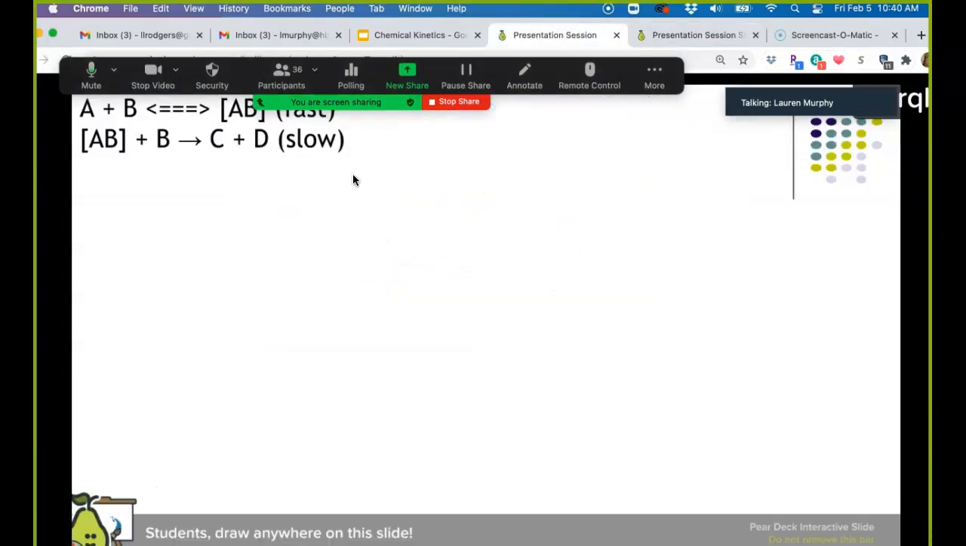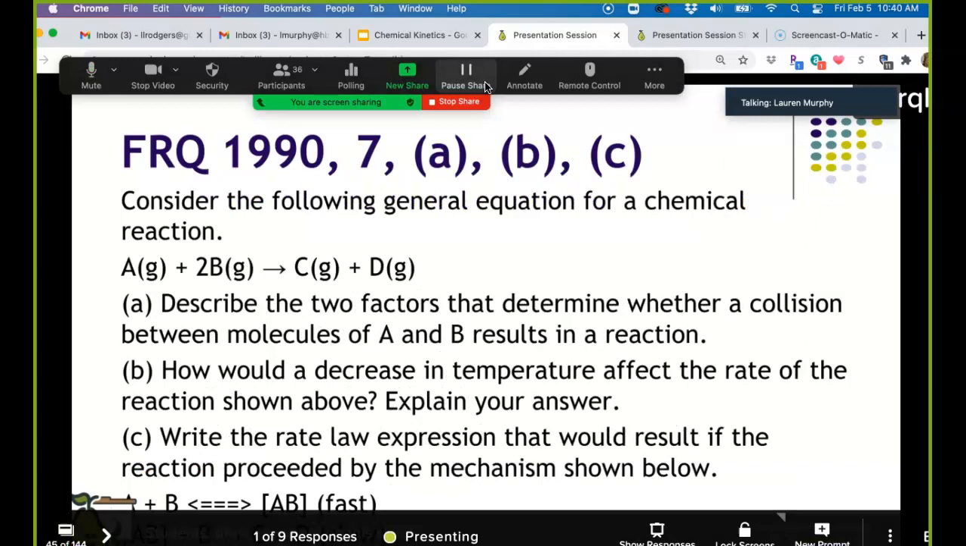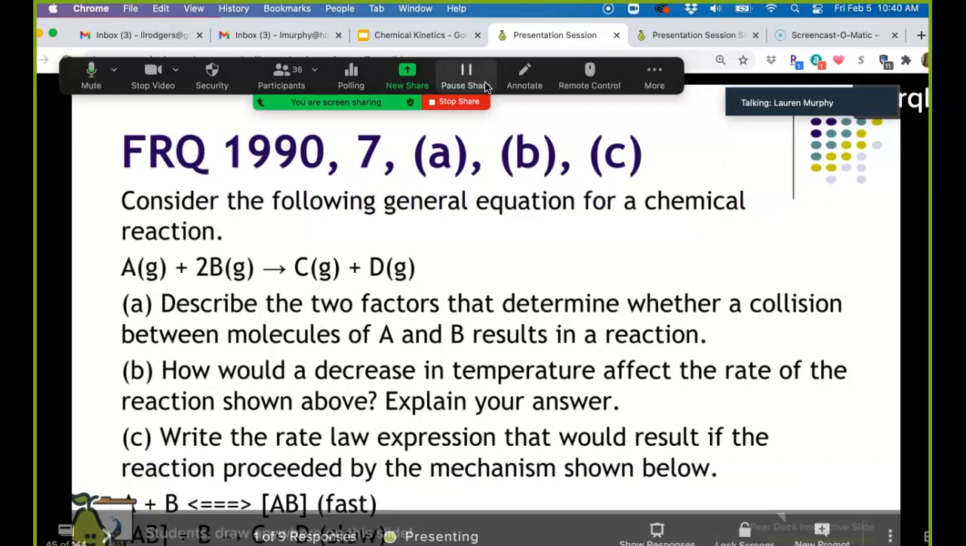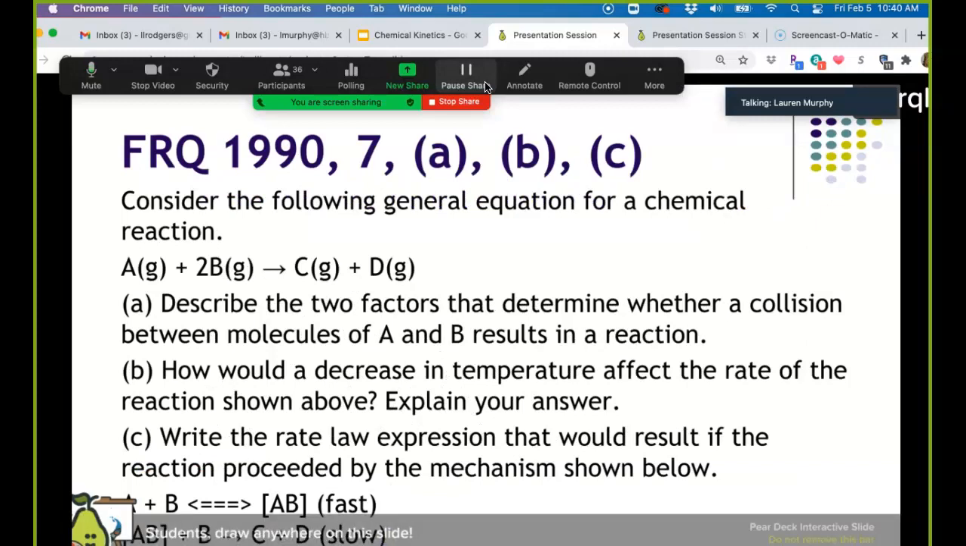All right, the first question asks for two factors that determine whether a collision between molecules will occur. The first factor is they need to be lined up correctly. They also have to collide with each other with enough energy. How would decreasing the temperature affect the rate of the reaction? If you decrease the temperature, the molecules move slower. If they move slower, they don't collide as frequently, and if they don't collide as frequently, they don't make products as frequently, therefore it slows down the reaction.